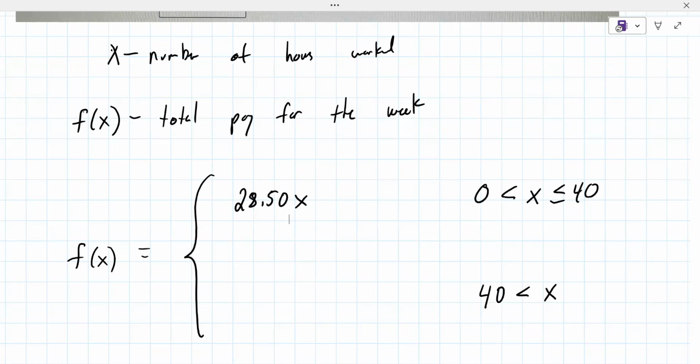Is it 1140? Okay. Now you're adding to that the rate you get for the hours over 40. So it's not 57 times X. It's the hours more than 40 that you work. So you always subtract out the offset on that.